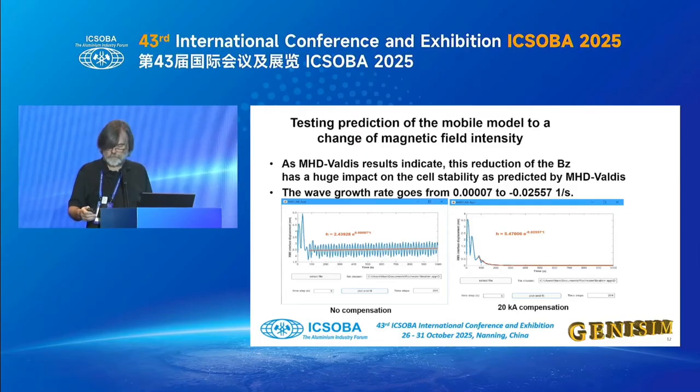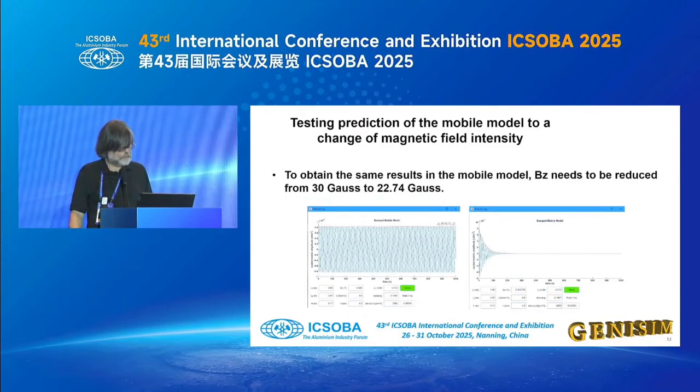So to get this in the mobile model, I need to decrease my magnetic field from 30 Gauss to 22.7 Gauss. It's not an absolute comparison because it's a constant magnetic field, and in the real cell it's a distribution of magnetic field, but it is quite realistic. That's why I like this kind of simple model very much for investigating, like in that case, the stability map of my dynamic stability compensation.